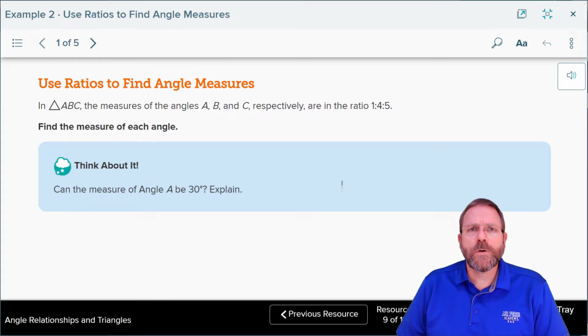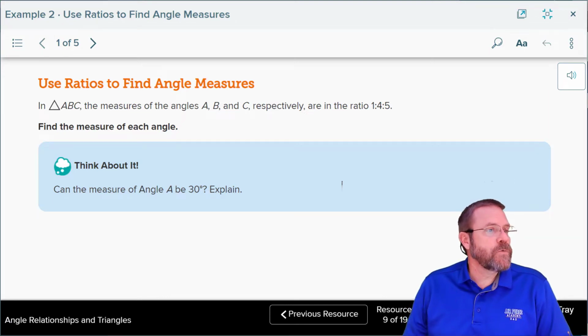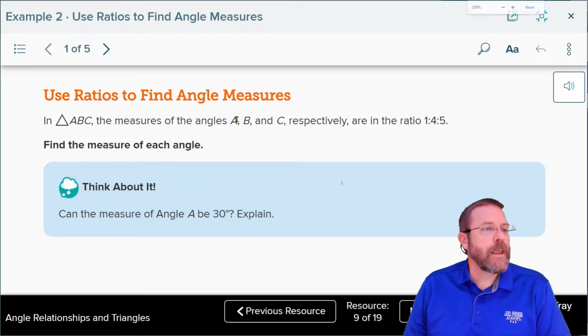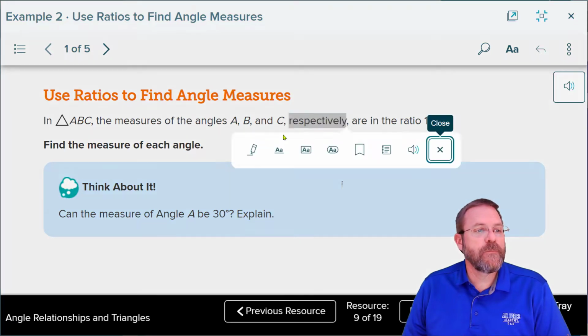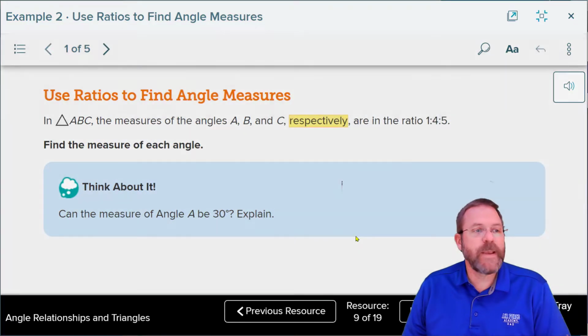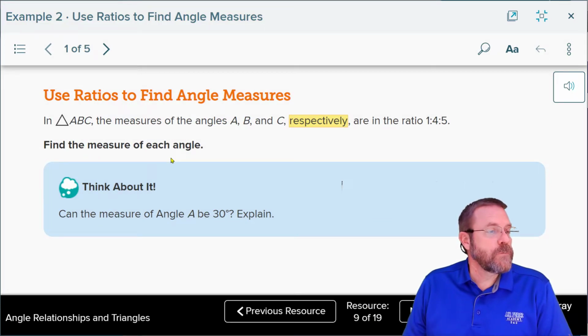Welcome back to part 2 of Module 11, Lesson 5, which is angle relationships in triangles. The problem tells us that in triangle ABC, angles A, B, and C respectively are in the ratio of 1 to 4 to 5. That means A would be the 1, B would be the 4, and C would be the 5. That is what respectively means, that they go in that order. Find the measure of each angle.